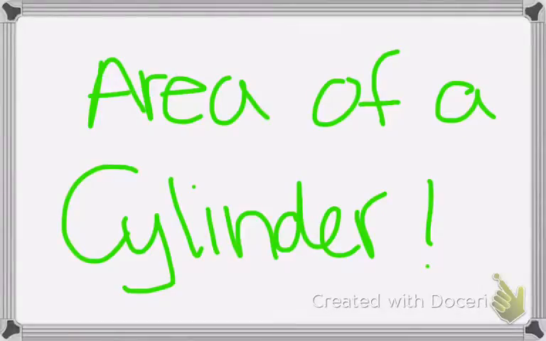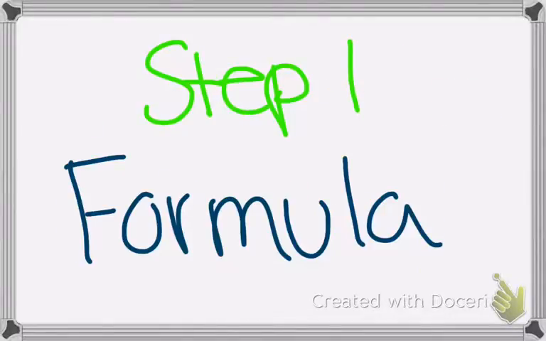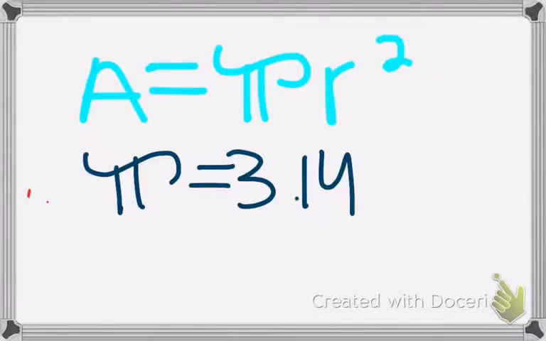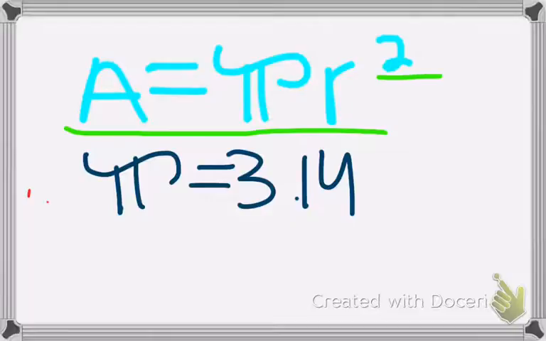Hi, in this video I'll be reviewing how to find the area of a cylinder. There are three steps to finding the area of a cylinder. Step 1 is the formula. The formula to getting the area of a cylinder is A equals pi r squared. If you didn't know, pi equals 3.14.